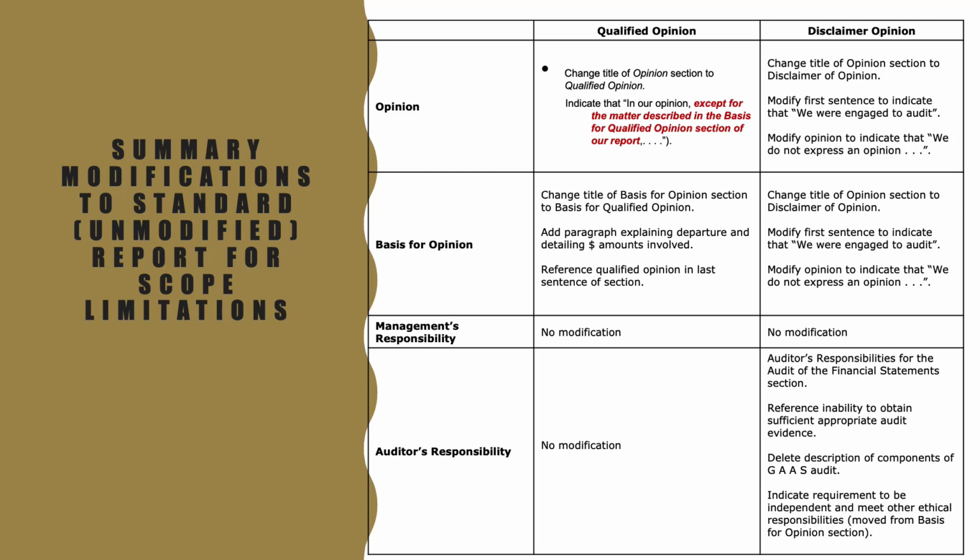The management responsibility section remains unchanged. However, the auditor's responsibility section is modified to explicitly state that the auditor was unable to obtain sufficient appropriate audit evidence and therefore is unable to express an opinion on the financial statements.